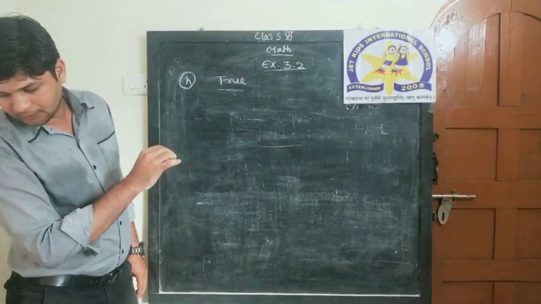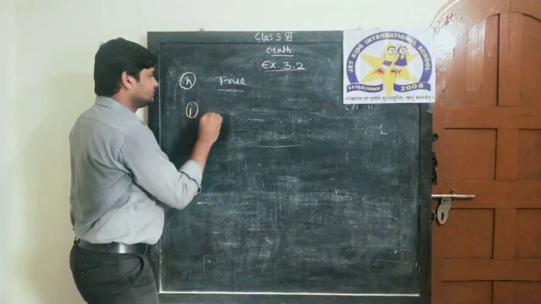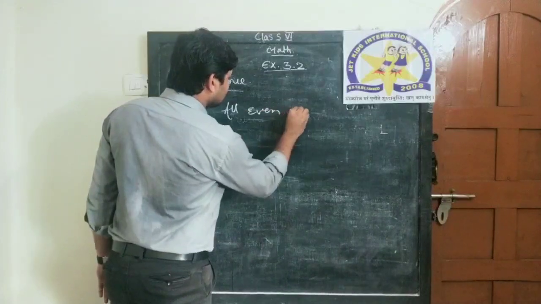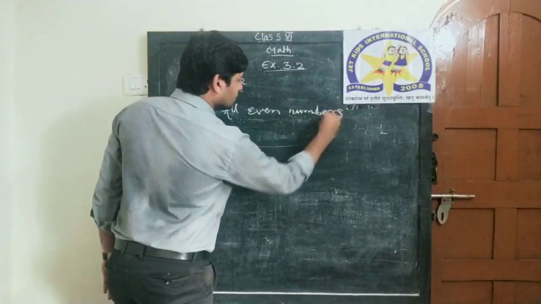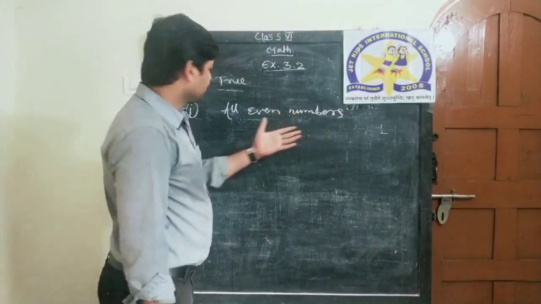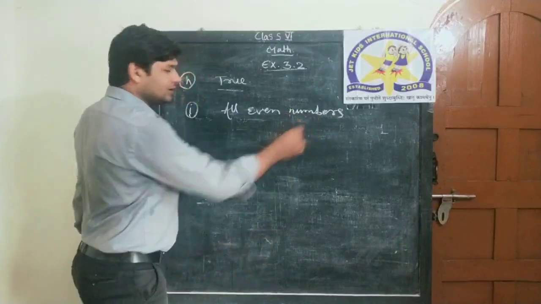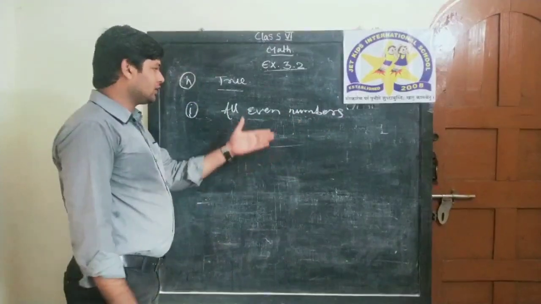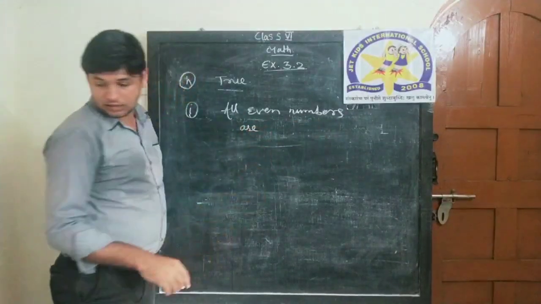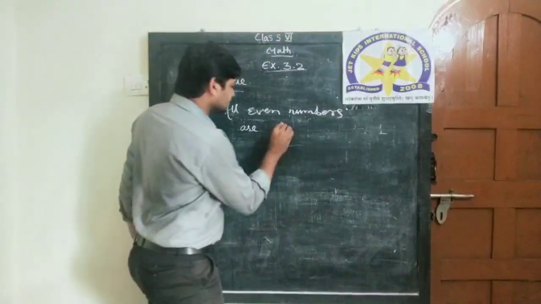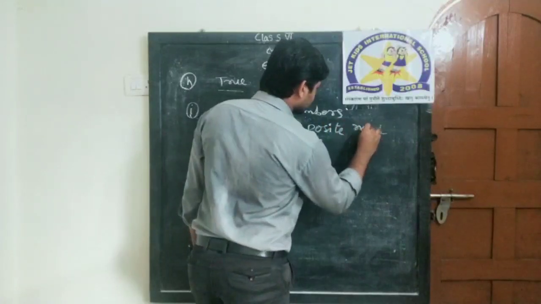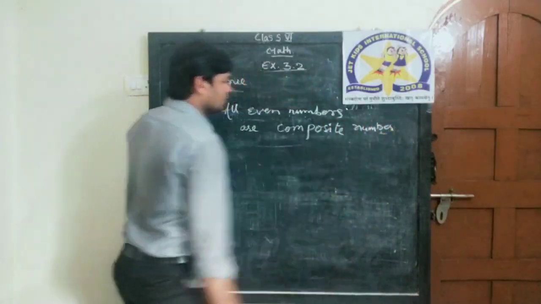All even numbers are composite numbers. Try to understand this thing. It is given already. I am just writing it for our convenience. All even numbers are composite numbers. That's a tricky question. Nothing else.